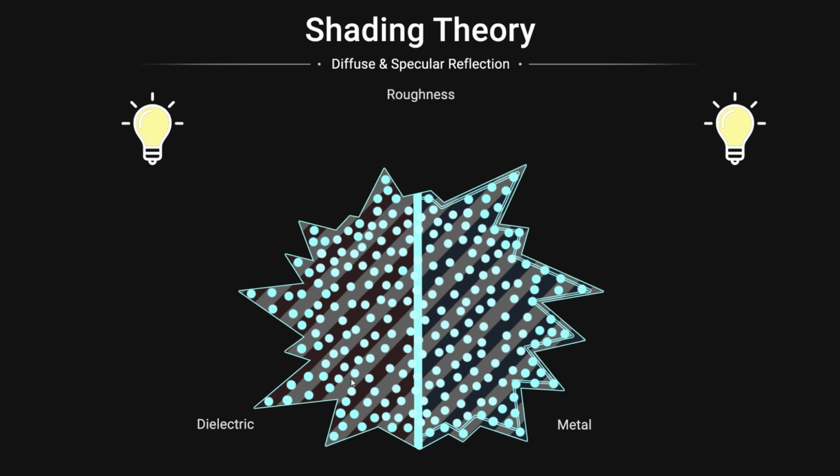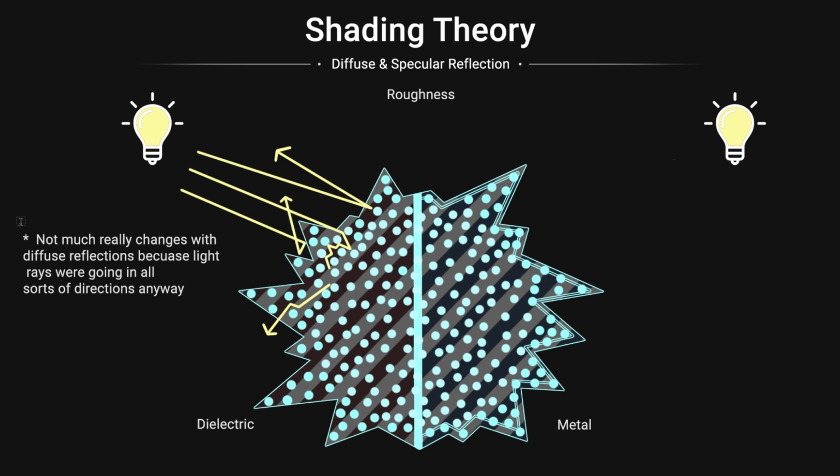Now, on the left, we have a dielectric example, and on the right, I have a metallic example. On the dielectric side, we end up with something like this, and what you'll notice is that not much really changes. With dielectrics, most of the light is bouncing off in a diffuse way, and adding all these irregularities will not really cause much of a visible difference, because light rays are going in all directions anyway.